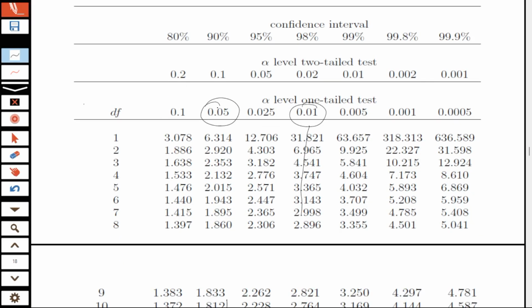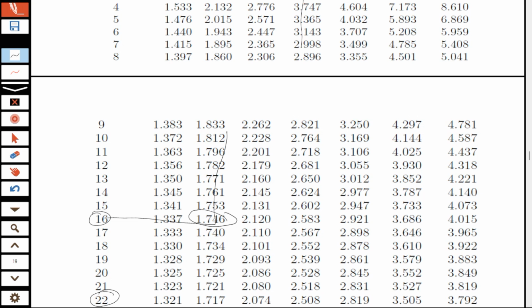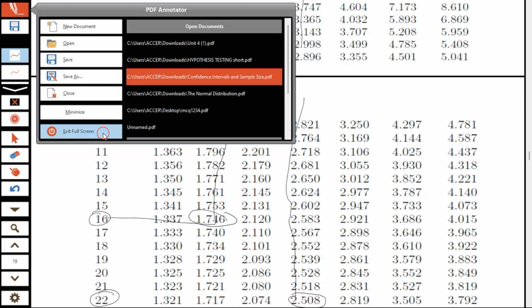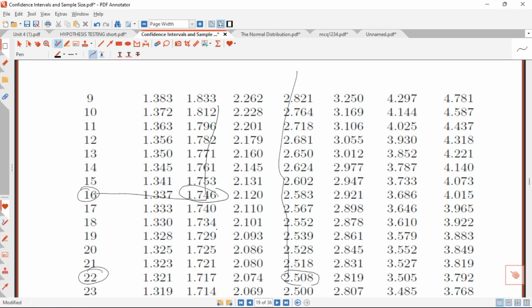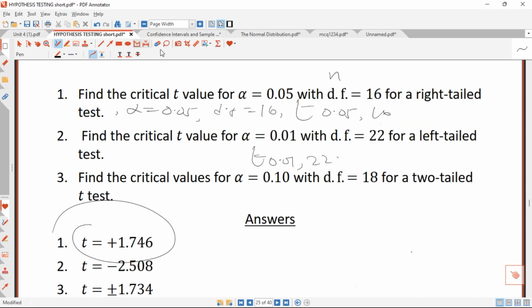We are just going to trace it down, right? And when you trace it down, you can see that this is our critical value. But note, this is our tail to the left. So it will be negative, right? It is tail to the left, so it will be negative. So we are going to have negative t is equal to negative 2.508. For this one, it was still to the right. That's the reason why we leave it just like that. But if it's still to the left, you are going to negate it, negative 2.508, right?